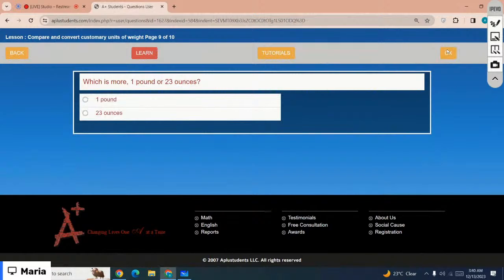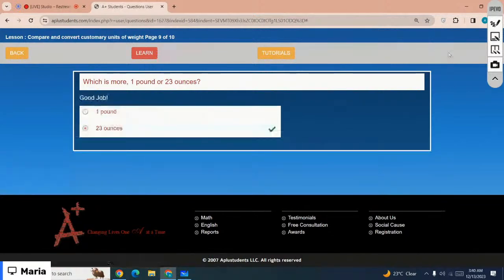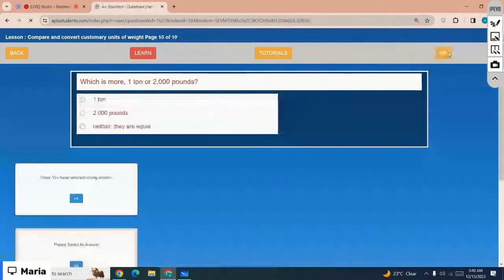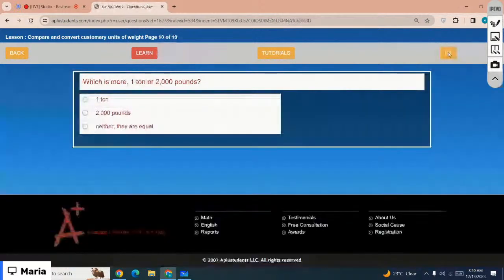Which is more, 1 pound or 23 ounces? 23 ounces is more than 1 pound because in 1 pound you have 16 ounces. Which is more, 1 ton or 2,000 pounds? Which is the correct option? They both are exactly equal, right?